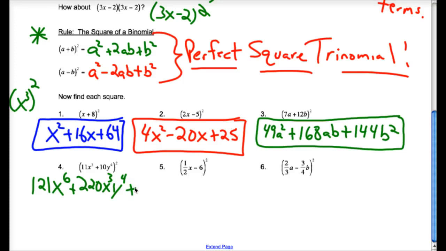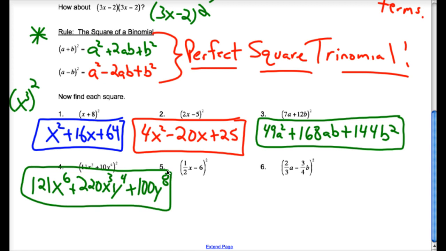Plus 10 squared, 100. Y to the 8th. Guys, you don't know your rules yet. This is not good. 10y to the 4th squared is going to be 100y to the 8th. Know your rules.